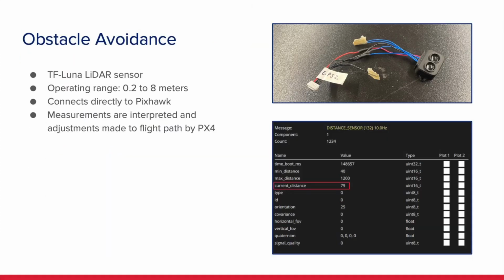Our plan here was to use this TF Luna LiDAR sensor, which has an operating range of 0.2 to 8 meters. It connects directly to the Pixhawk, and the measurements can be interpreted by the PX4 autopilot. Here on the bottom, we can see the current distance reading, which is coming from the sensor. PX4 can then interpret this and make adjustments to the flight path as needed. We did not get the chance to test this in a flight mission, though.